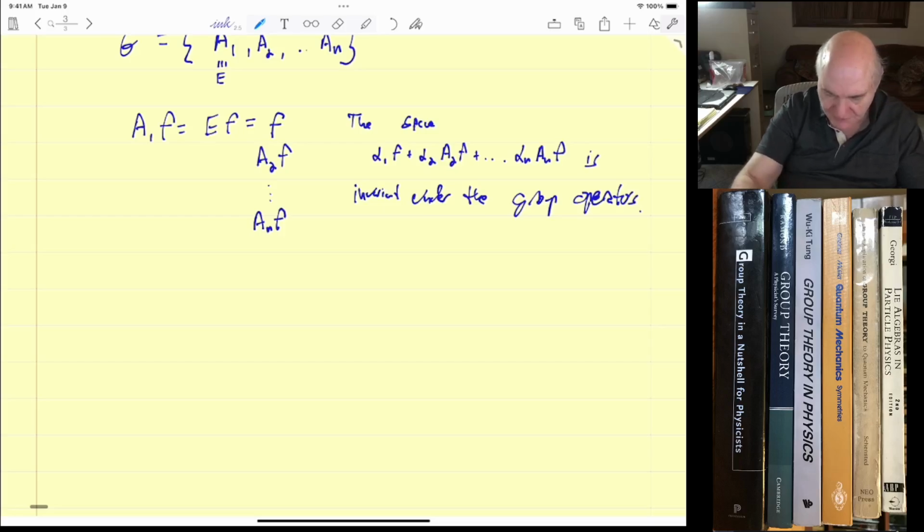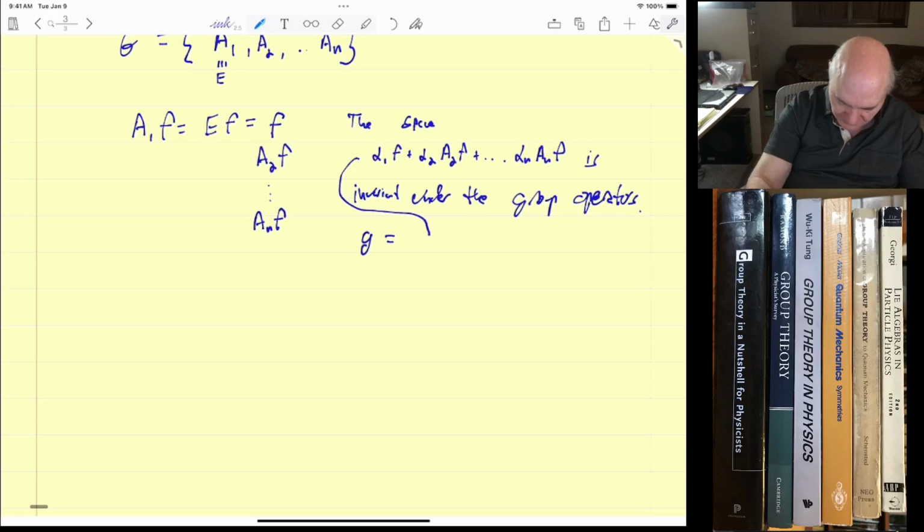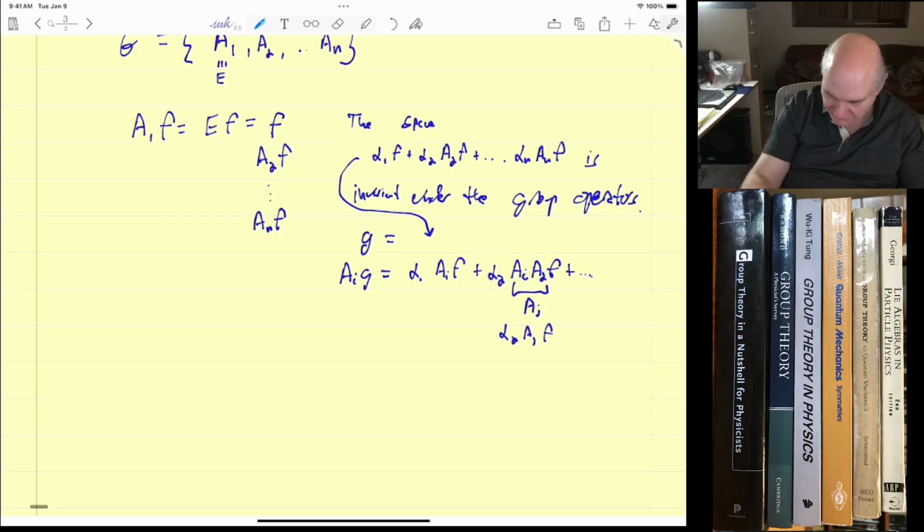Why is this? Well, if we apply a group operator, A_i, to a general function g, which is equal to, I'm not going to rewrite it, we get alpha 1 A_i f plus alpha 2 A_i A_2 f plus dot dot dot. Now A_i A_2 is just a product of two group elements, so it's going to be one of the A_j's, so we get alpha 2 A_j f. And you can see that eventually we get the same thing: n terms, alpha times a group element applied to f.